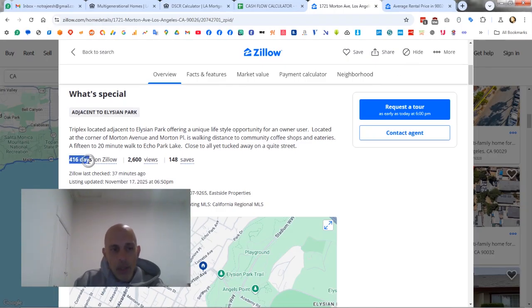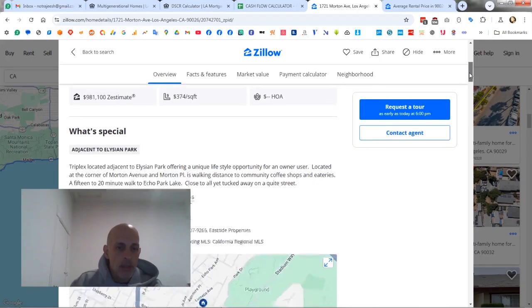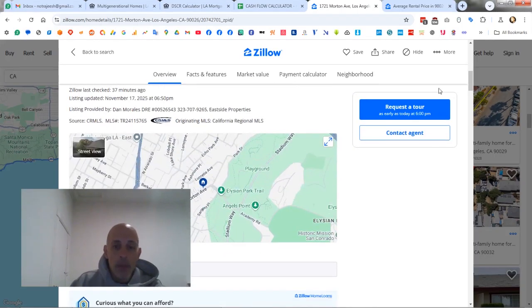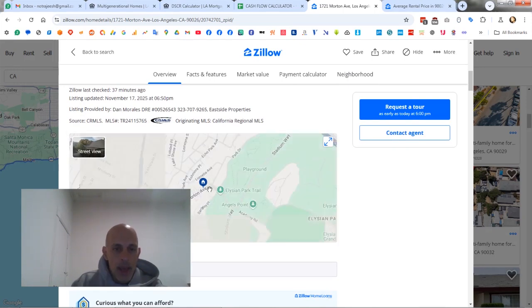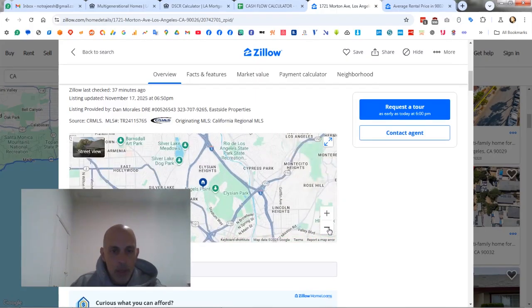This has been on the market for 416 days, so there's clearly something wrong here. Maybe it was overpriced, maybe the tenants aren't paying. I do not know. Maybe it's the area. Let's see what the area is. With rents like that, I doubt how bad the area can be. Elysian Park, Echo Park, Silver Lake.